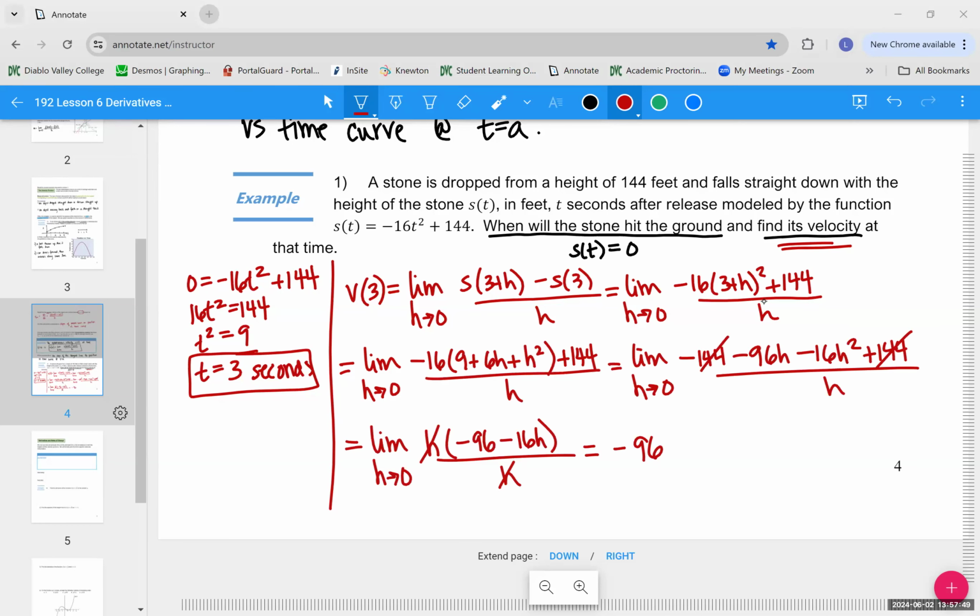All right, so I did some calculations here, basically just FOILed this out first, distributed my negative 16, saw that my constants canceled on the top, factored the h out of the bottom, and then I'm finally able to go ahead and substitute in h equals 0, and I get negative 96. I should have some units here. It looks like we are measuring in feet and seconds. So that would be feet per second.